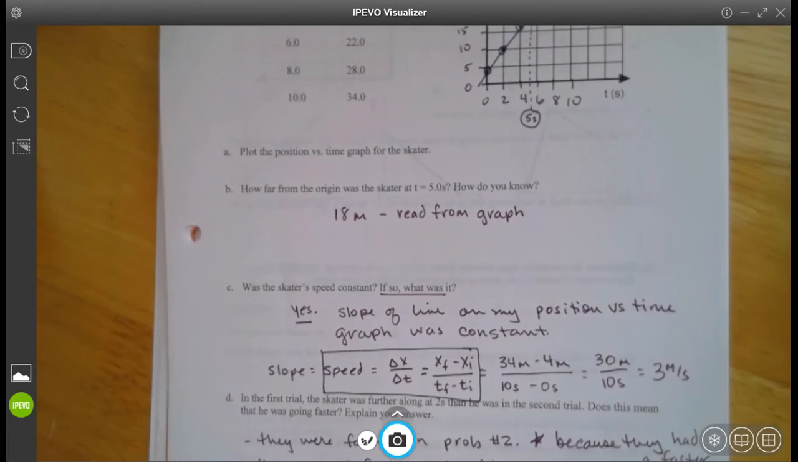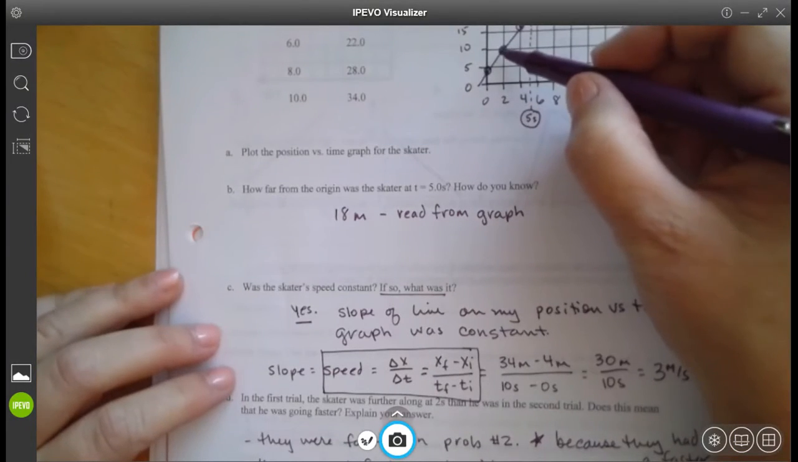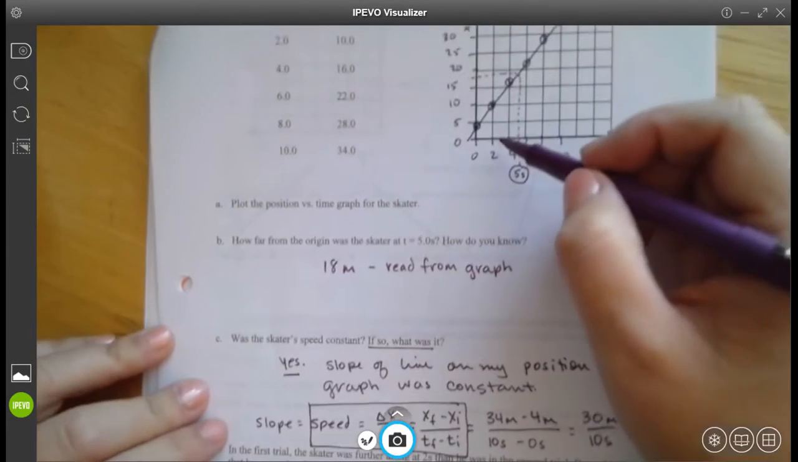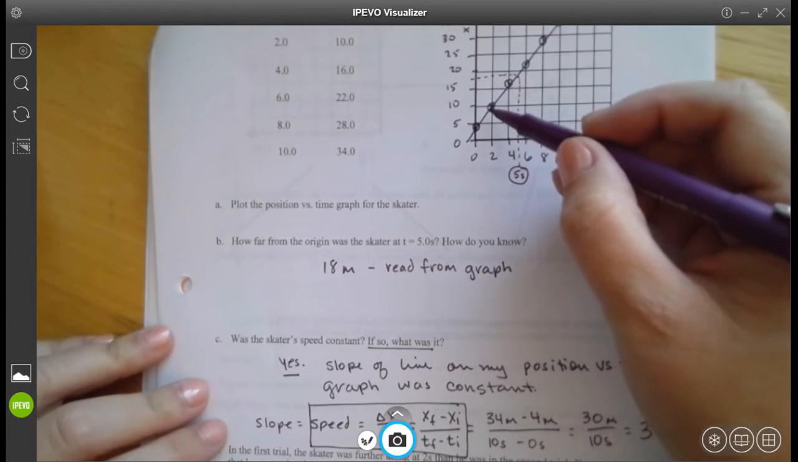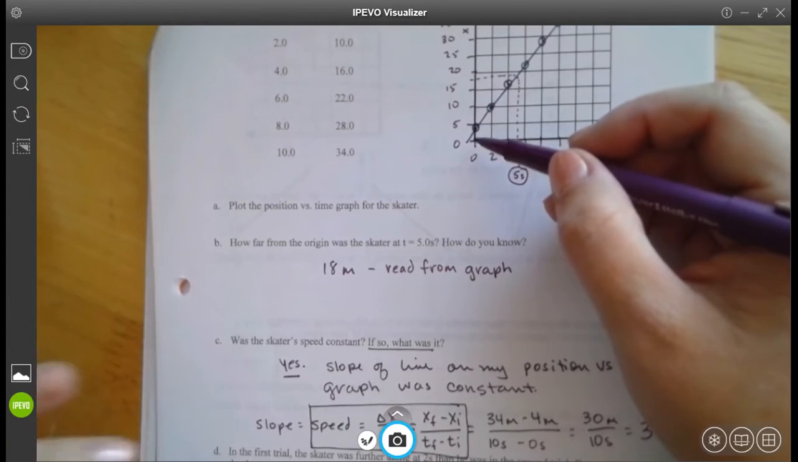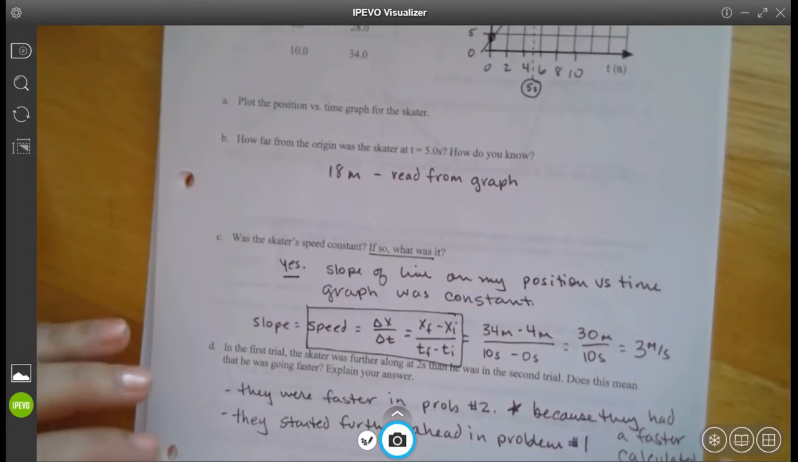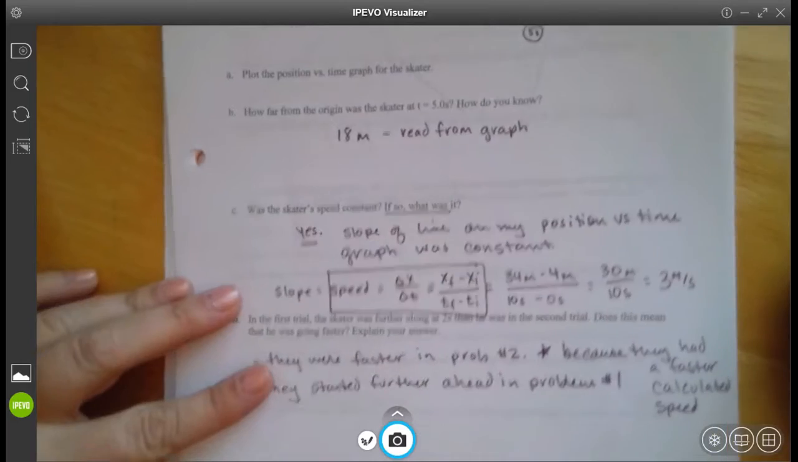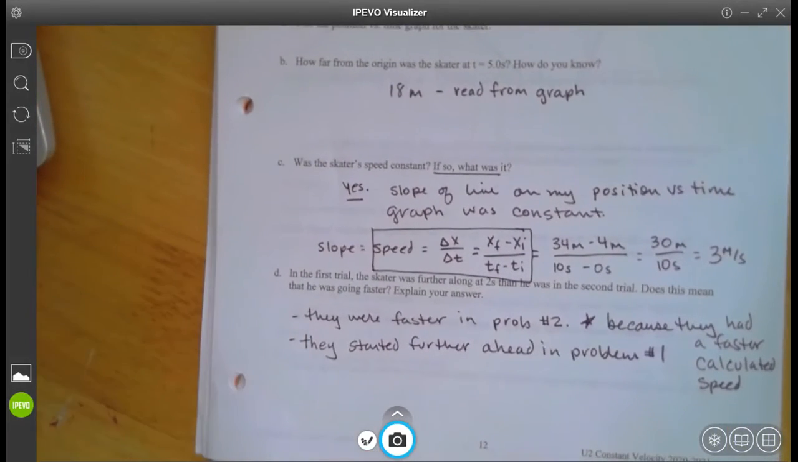If we take a further look at those two problems, we notice that at 2 seconds, in the second problem, that's when this person reached 10 meters. So it took 2 seconds just to get to the point where the person started in problem number 1. So it probably wasn't the speed that got them there. It was probably because of where they started their motion. Okay, do you guys have any questions about that one?